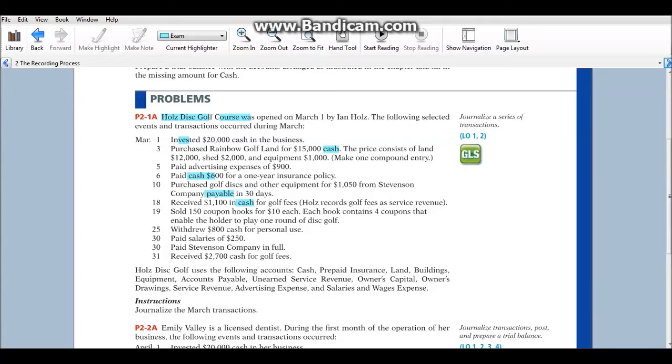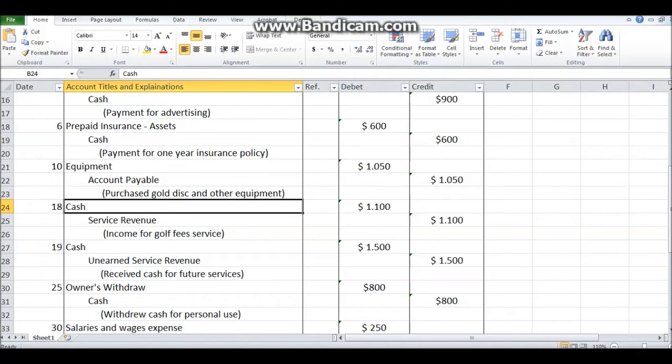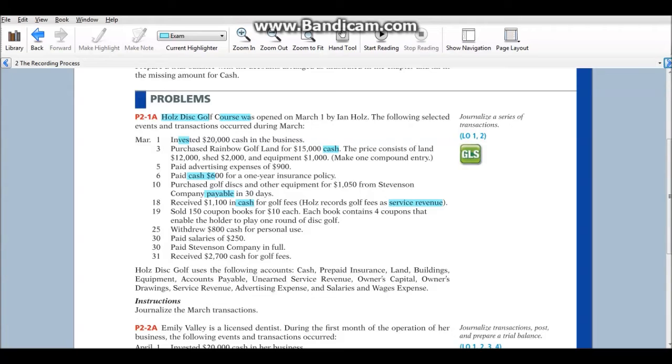Okay, so receive 1,100 in cash, golf fee, and the next hint is that it's a service revenue. So you just go ahead and make a journal entry for service revenue. So cash debit, service revenue credit, 1,100. Okay, 19th of March, sold 150 coupon books for $10 each. Each book contains 4 coupons that enable the holder to play one round of disc golf.